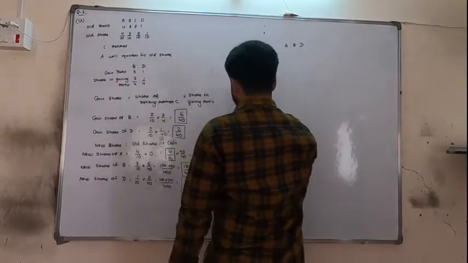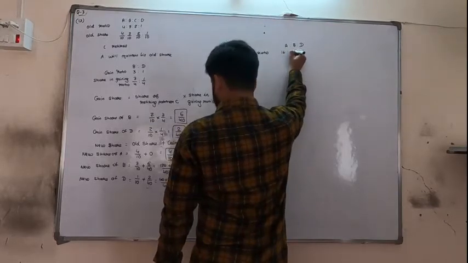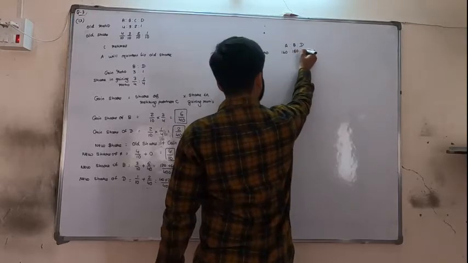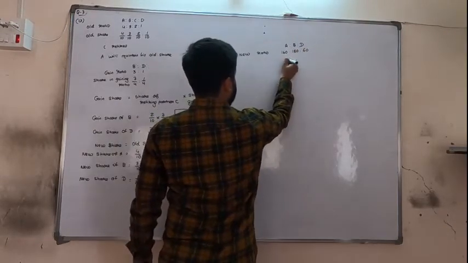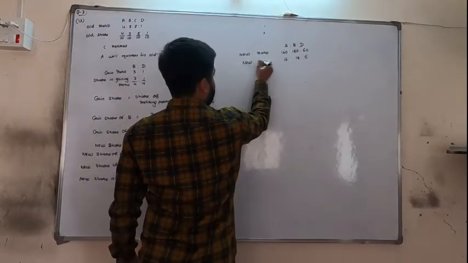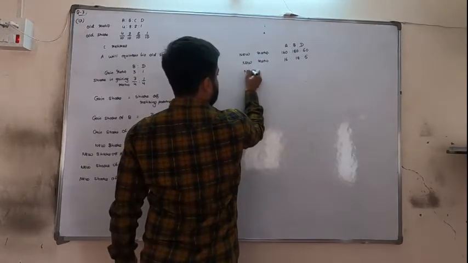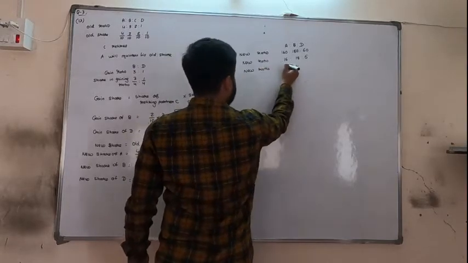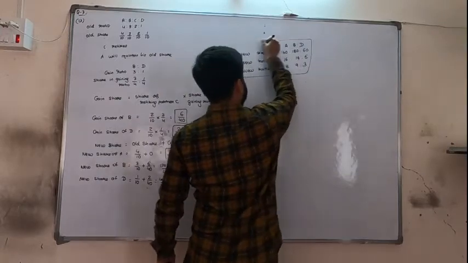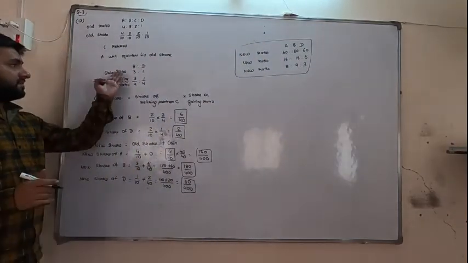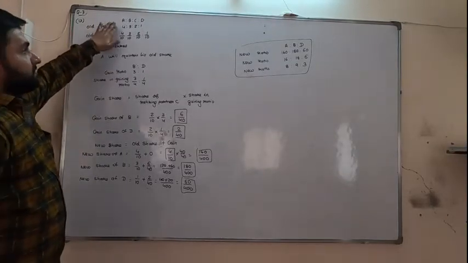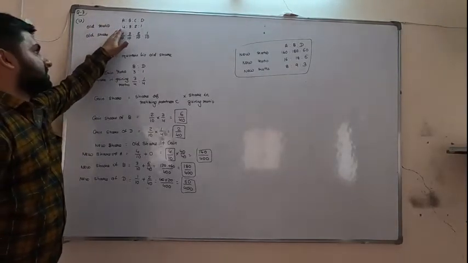New ratio: 160 is to 180 is to 60. If we cut zeros, then 16 is to 18 is to 6. And if we again cut it by 2, the new ratio would be 8 is to 9 is to 3. And gain ratio is 3 is to 1. Why have we directly written gain ratio as 3 is to 1? Because A is maintaining his old share.